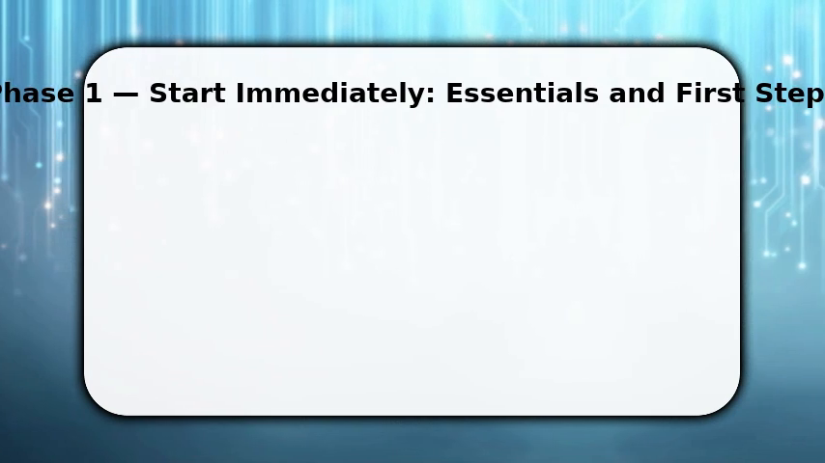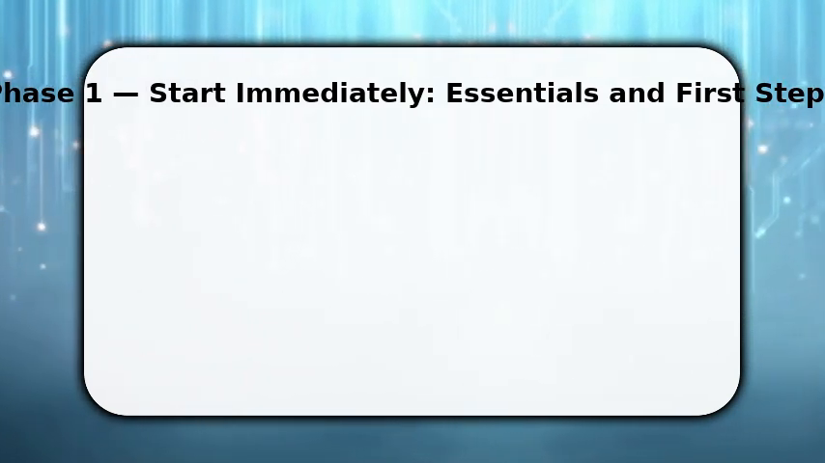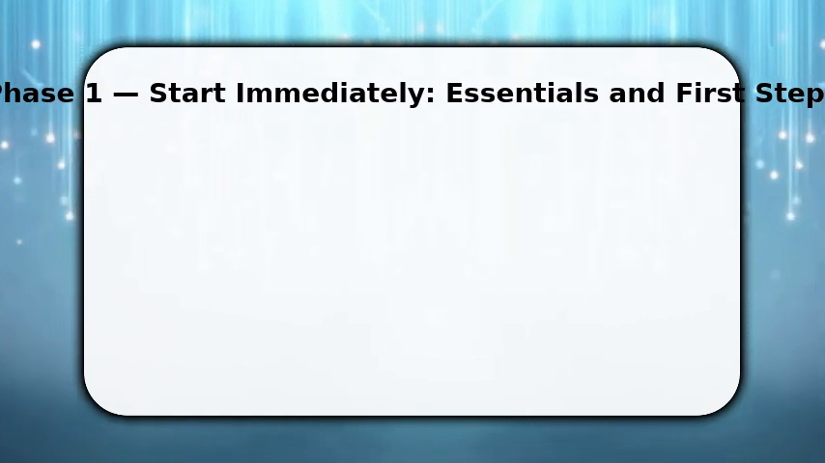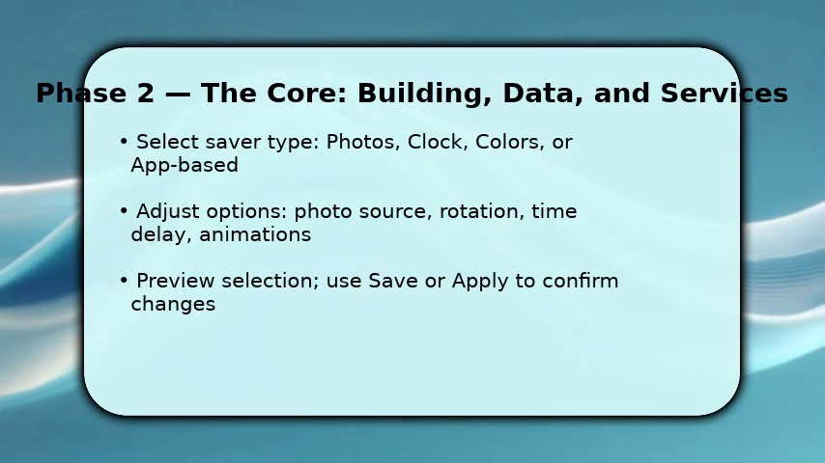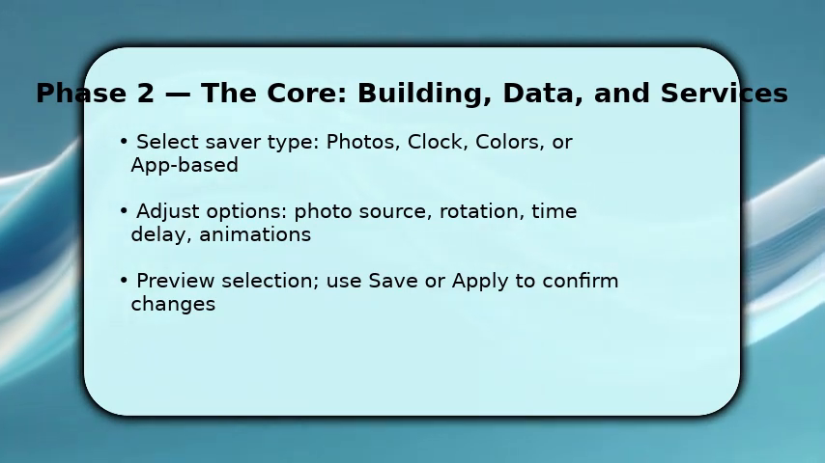Next, tap the screensaver entry to view built-in types, photos, clock, colors, and get ready to choose one that fits your taste and battery goals. You'll now pick the saver type and configure it. Choose photos for personal images, clock for quick info, or colors for low-power simplicity.